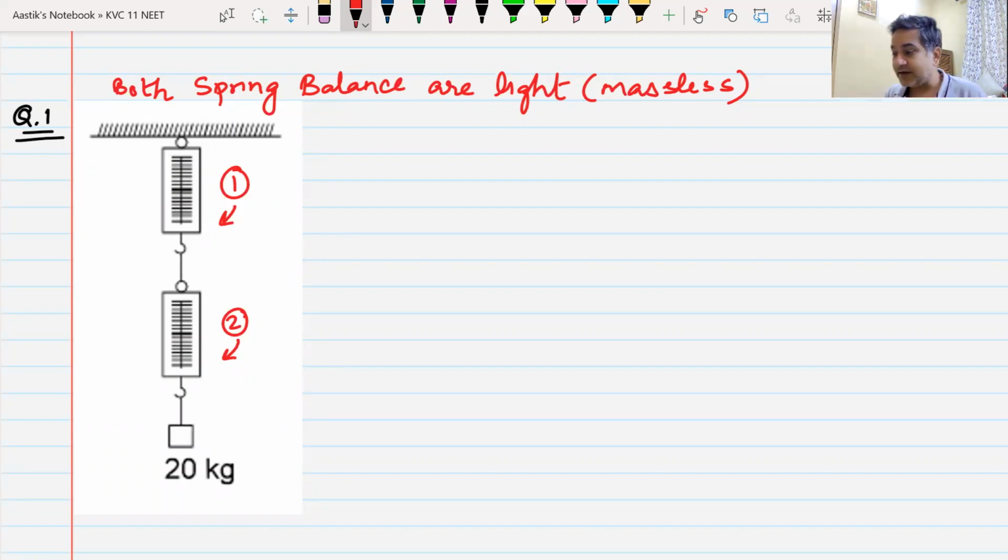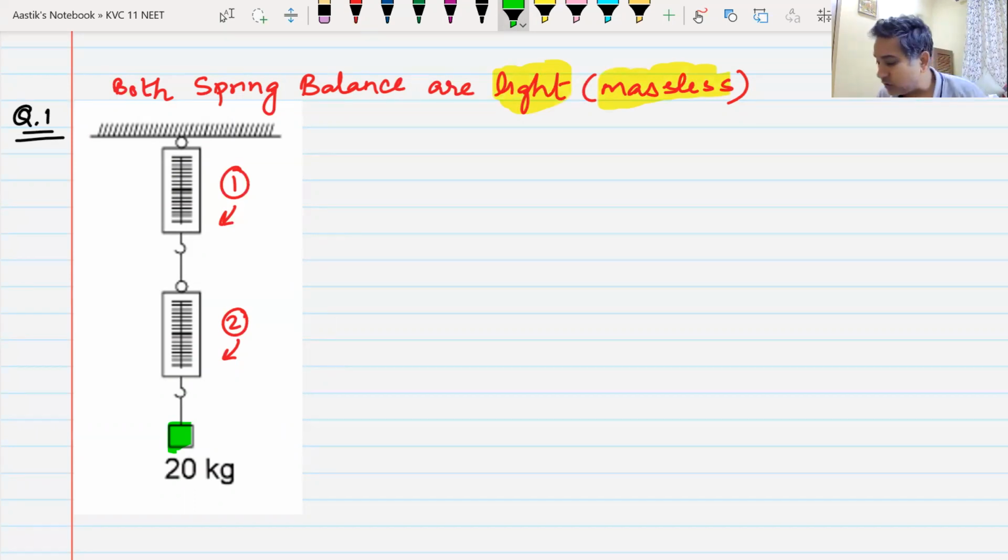You have two spring balances, number one and number two. It will be given that both the spring balances are light. Whenever they use the word light, that means they are massless. Ideal, we call them. Then you have a block, this green block, which is attached to the lower spring balance. The mass of that block would be given. In this case, it is 20 kgs.